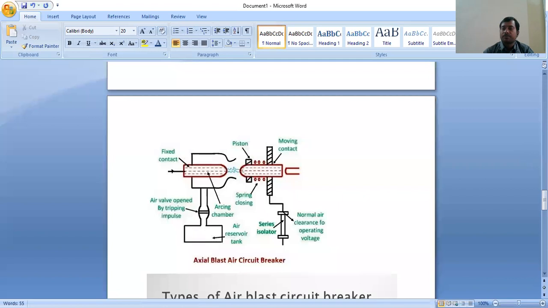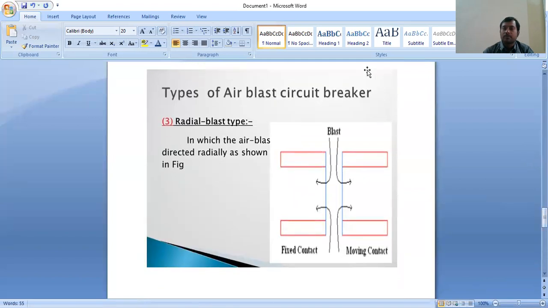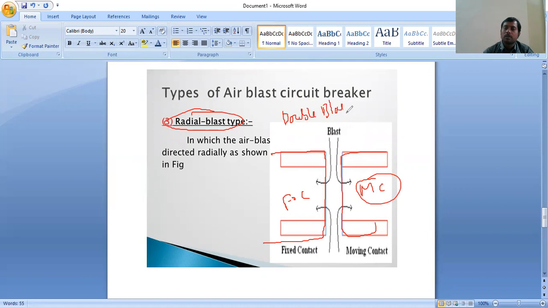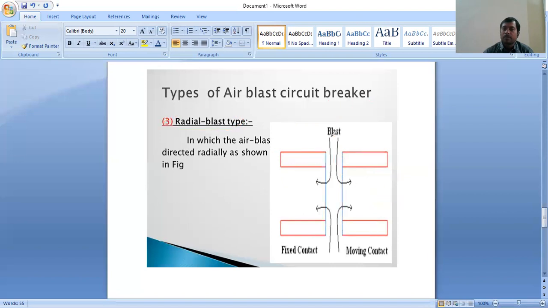Now, the next one is radial blast. This total is the fixed contact, and this total is the moving contact. This radial blast is also called a double blast circuit breaker, because the air blast goes towards the fixed contact and also the moving contact. It is radially outward, exactly 90 degrees in this direction. So this is radial blast.